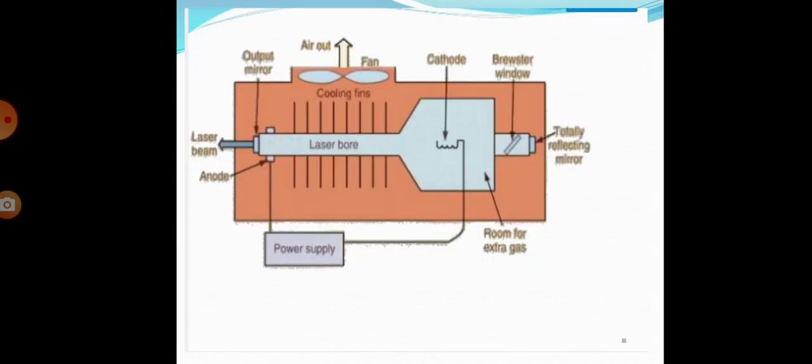The schematic diagram of argon laser is as shown in the figure. The laser bore is surrounded by cooling fins. The anode and cathode are connected to the power supply. There are two mirrors used. One mirror is fully reflecting, and the other mirror is partially reflecting.